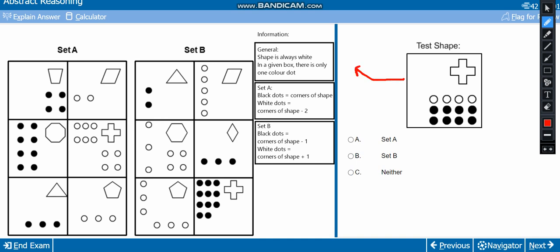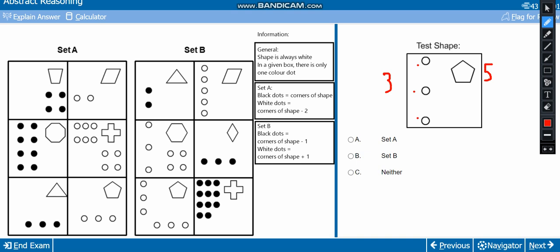And now we have this shape, which goes against our general set of rules, as we have both white and black colored circles, so we don't even have to count them. We instantly know that these go against the set A and set B general rules, therefore it belongs to neither set. And finally, we have a shape with 5 corners and accompanying it, 3 white dots. And once again, this follows the rules of set A, and therefore we can conclude that the answer to this question is it belongs to set A.